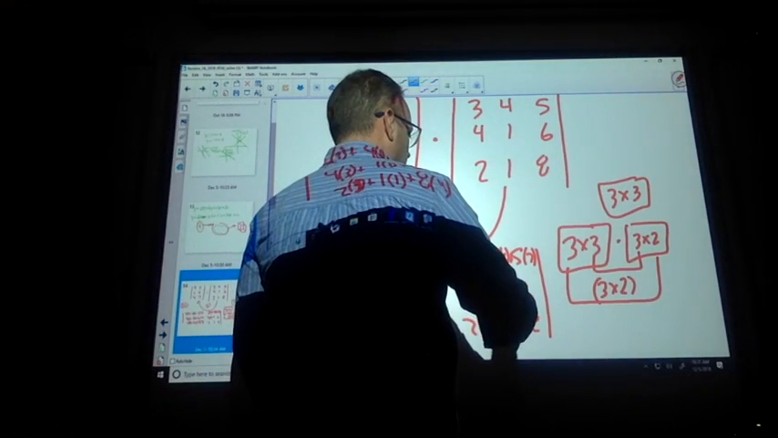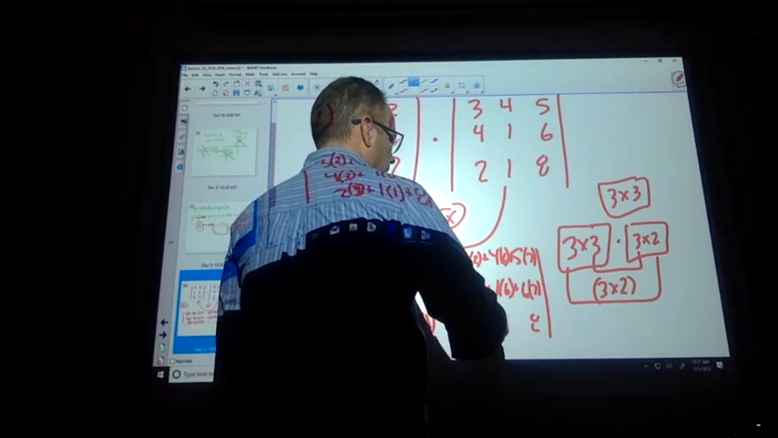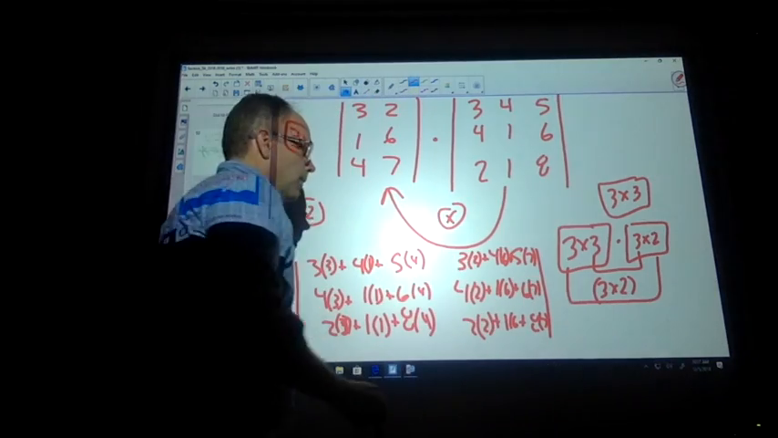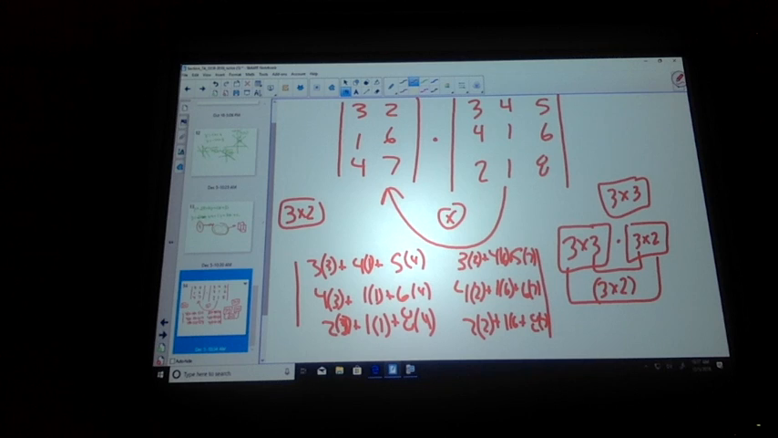How long does it take a computer to do a problem like this? As fast as you can type it in. So, does everyone see a lot of single-digit multiplication and addition? So doing matrices by hand makes you incredibly fast with arithmetic.